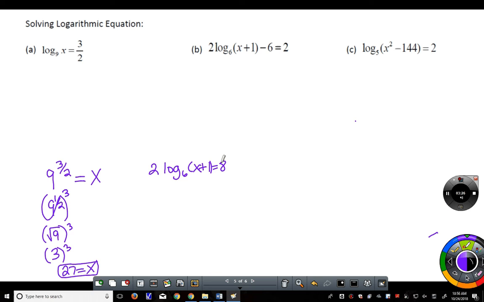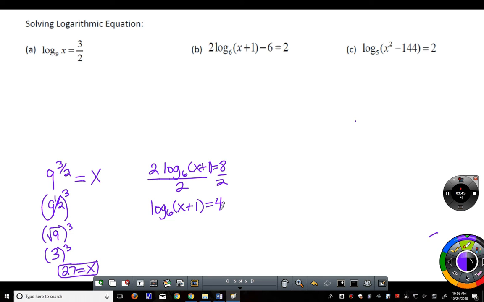And then we want to divide by this 2 because it's not part of the logarithm either. So you want to get the log completely alone. So you'll have log base 6 of x plus 1 equals 4. Okay.